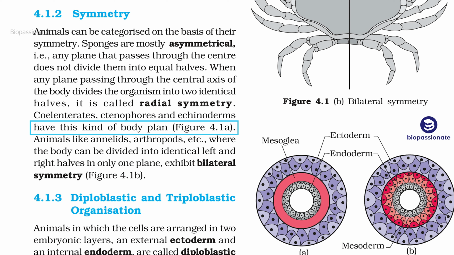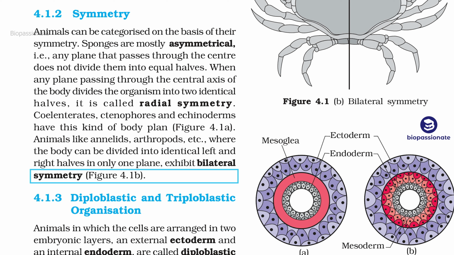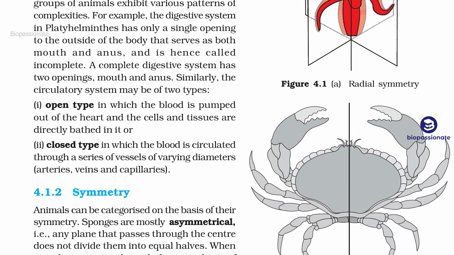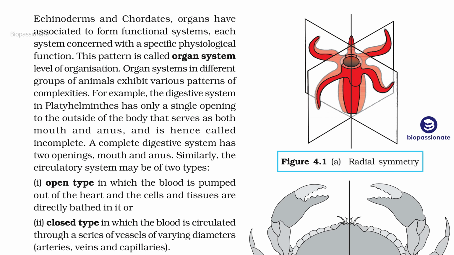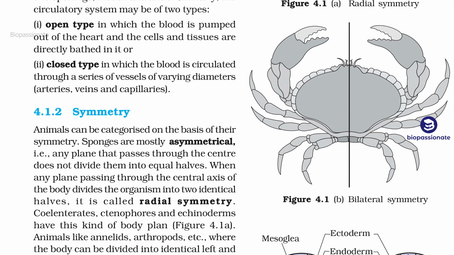Figure 4.1a. Animals like annelids, arthropods, etc., where the body can be divided into identical left and right halves in only one plane, exhibit bilateral symmetry. Figure 4.1b. Figure 4.1a. Radial symmetry. Figure 4.1b. Bilateral symmetry.